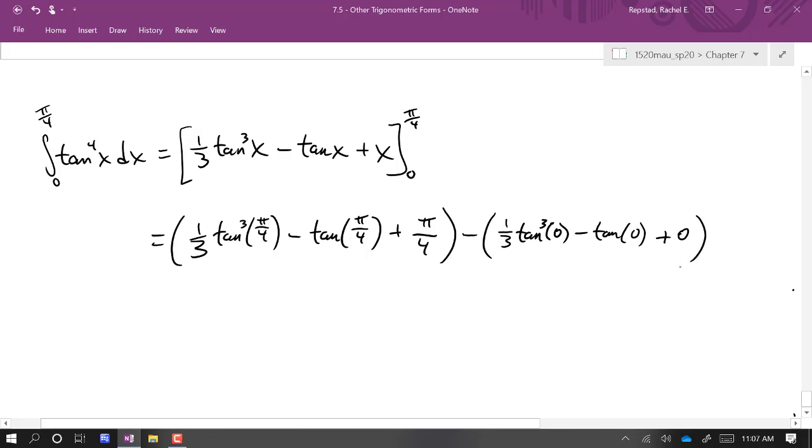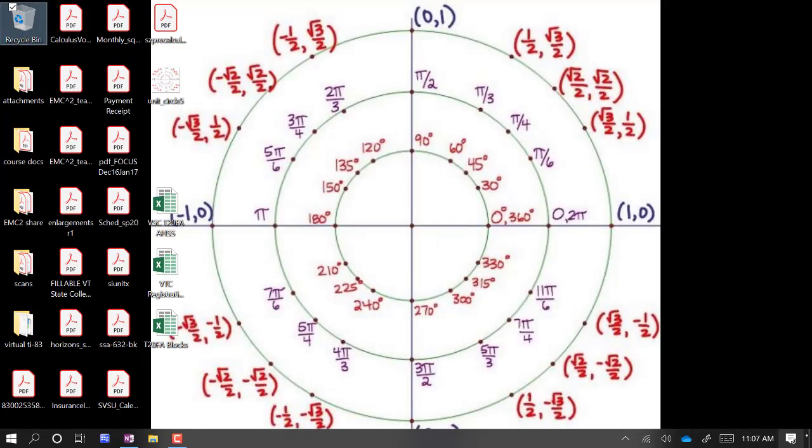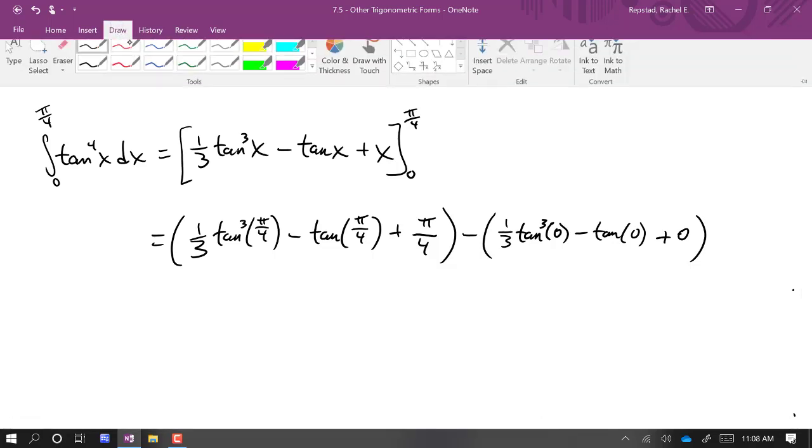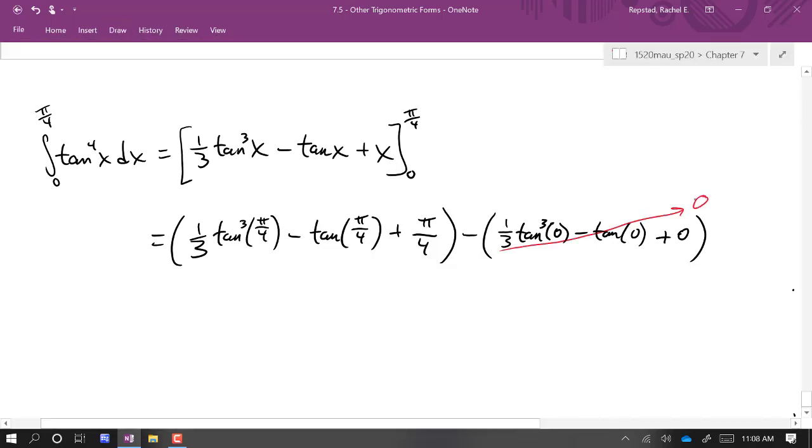You can use your calculator if you want. If you need a reminder, or just looking at the unit circle, we could see that tangent of pi over 4, tangent is sine over cosine. So at pi over 4, sine and cosine are equal, which means tangent of pi over 4 is 1. If you want, you can use your calculator too. Just make sure you're in radian mode. And tan of 0, if it's sine over cosine, is 0 over 1. So you'll see that tan of 0 is 0. And so that means that this whole thing zeroes out. Tangent of pi over 4 is 1, so this is 1. This here is 1 cubed, which is also 1.